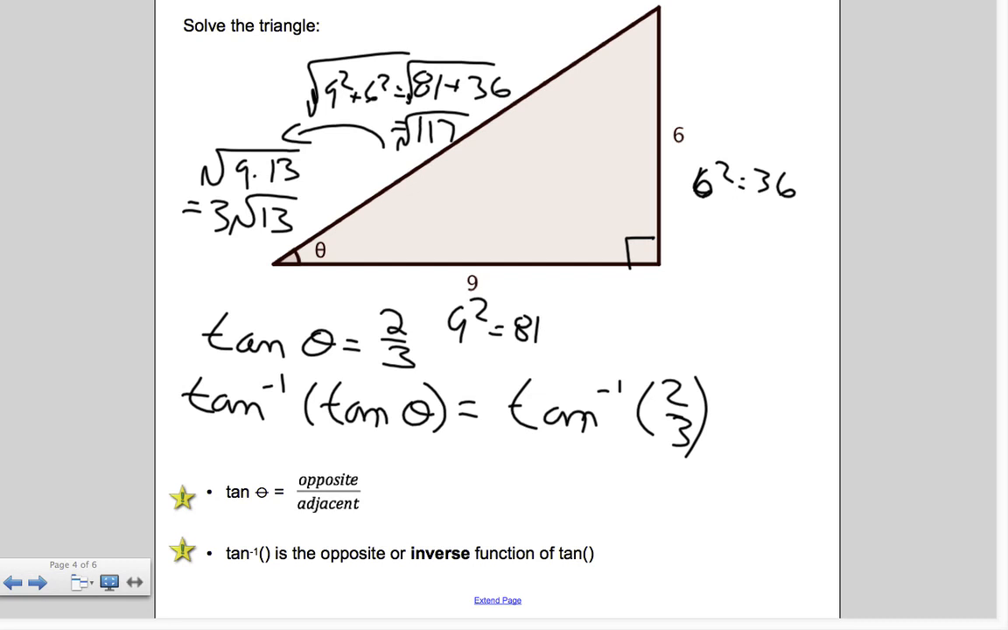So what we want to do is take the inverse of tan. It's like taking the square root of a square. We're doing the opposite of square here, we're doing the opposite of tan. So that just leaves us with theta. The question is, how do you do the inverse of tan of 2/3? So you're going to need your calculators.